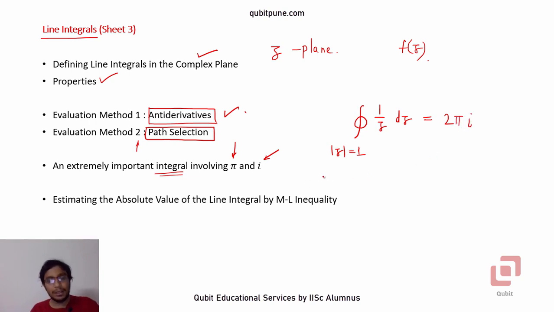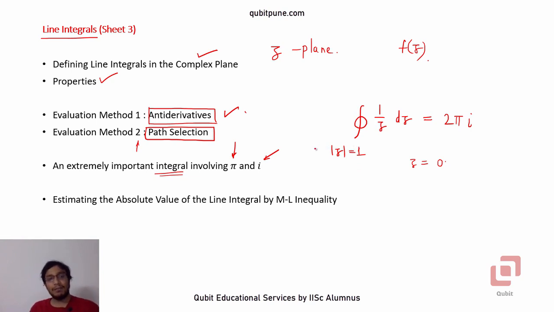We will evaluate it using the second method, and you can see here that the function 1 upon z is not defined at 0, and 0 happens to be a point in the interior of mod z equal to 1. That's why you can't use the first method there.